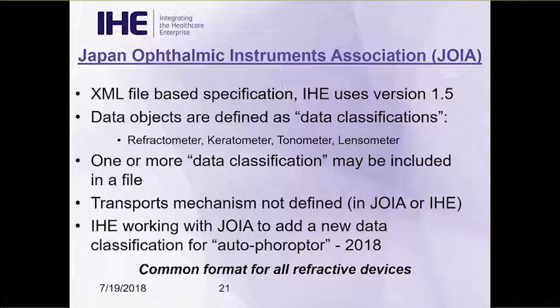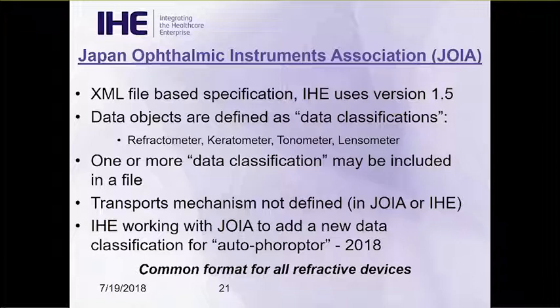Now, one of the things about JOIA is that this is an XML file-based specification, and IHE uses version 1.5. There are many versions out there. We've defined 1.5. There are different kinds of data objects that we call data classifications, which group the different kinds of refractions, or measurements, I should say. We have one for refraction, or keratometers, or tonometers, or lensometers.